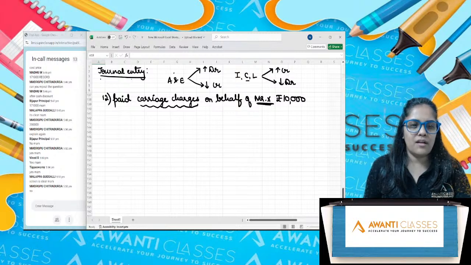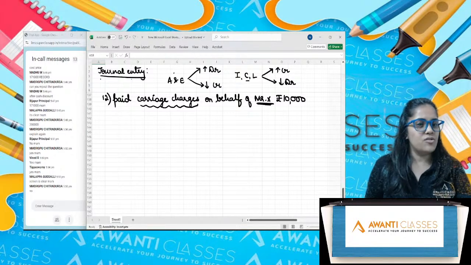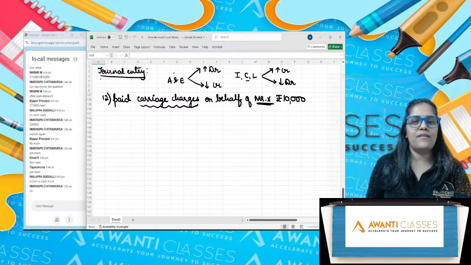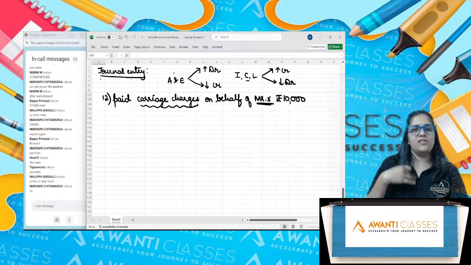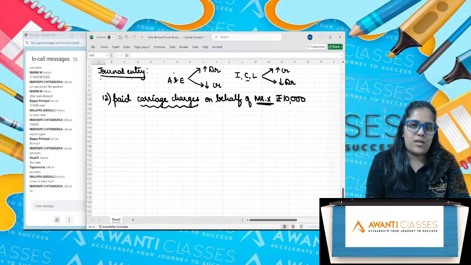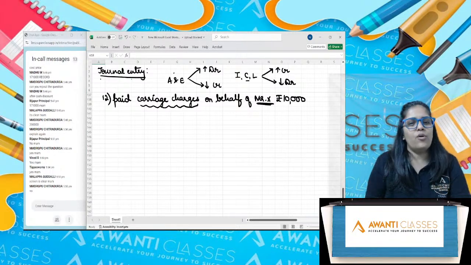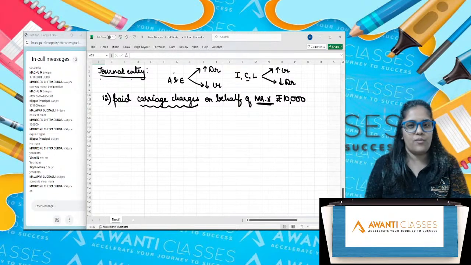Very good. It is not our expense. Why is it not our expense? Because we are paying on behalf of Mr. X. So it is not our expense. So guys, if it is not our expense, should we record this in our books? No. We should not record their expense in our books.